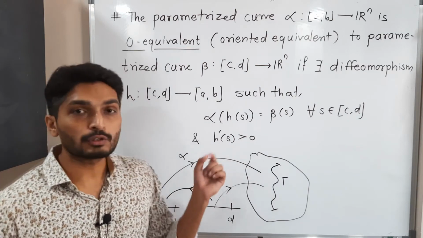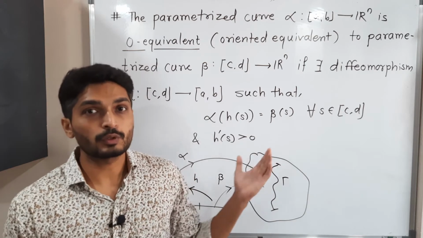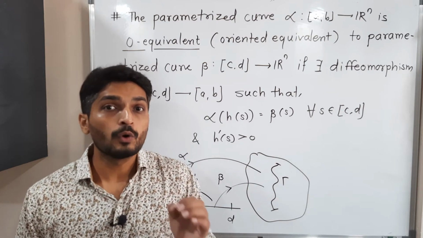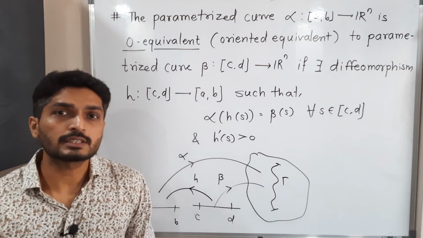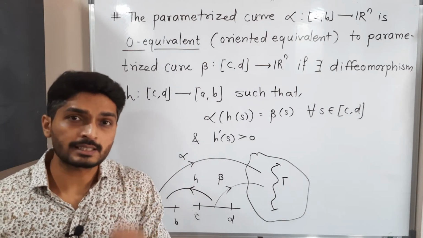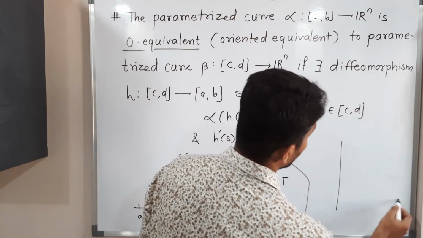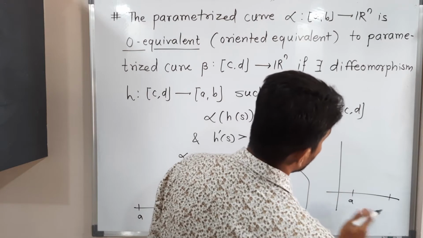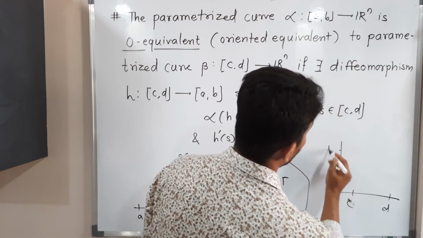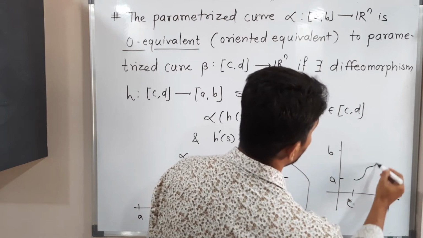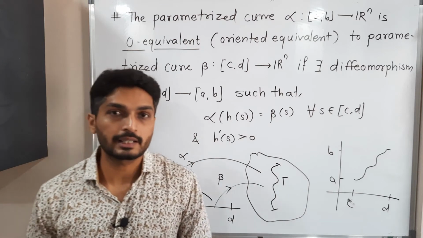Keep in mind, if h dash of s is greater than 0, then the corresponding equivalent parameterization is said to be an O-equivalent parameterization. What is the meaning of h dash of s greater than 0? That means h should be an increasing function. Suppose this is [c, d] and this is [a, b]. If you draw the graph of h, it should be increasing, then only its derivative will be greater than 0.